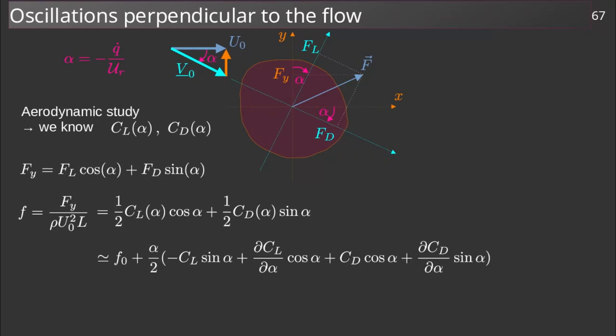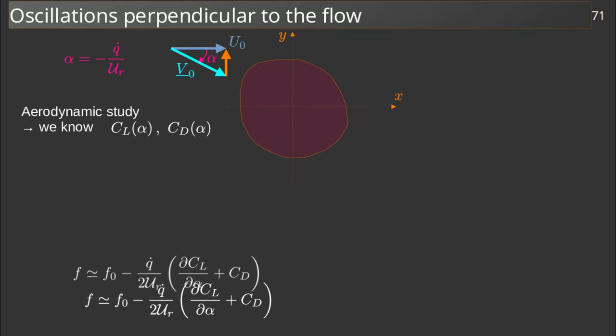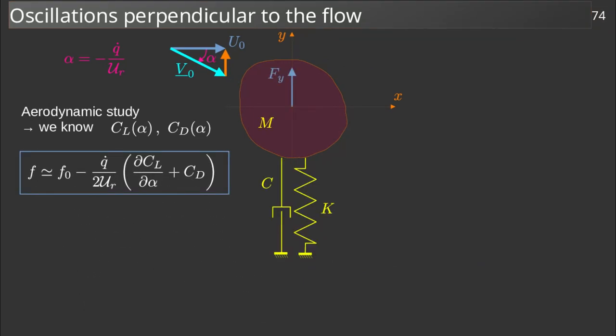We then perform a Taylor expansion to order 1 in alpha of this force. The terms in sine alpha can be neglected compared to the terms in cosine alpha, and cosine alpha can be approximated by 1. By replacing alpha with the expression found earlier, we finally find the linear component of this fluid force. Let's give mass, stiffness, and damping to this profile. The system behaves like a damped oscillator with a force at the right-hand side coming from the fluid.